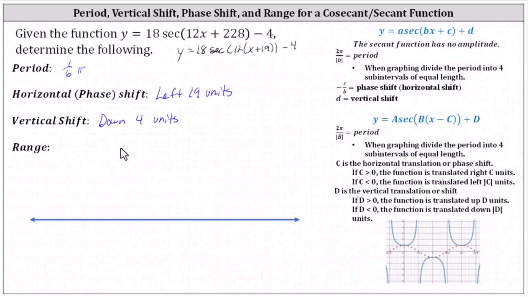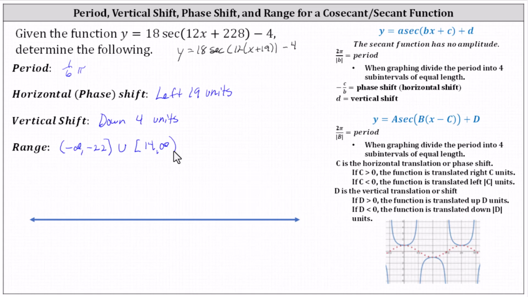Because the graph is shifted down 4 units, think of the y value starting at negative 4, and then because a equals 18, negative 4 minus 18 is negative 22, which means the range is first from negative infinity to negative 22, including negative 22, union negative 4 plus 18, which is 14. The second part is from 14 to infinity, closed on 14. If this is a little confusing, it'll become more clear once we graph the function over one period.